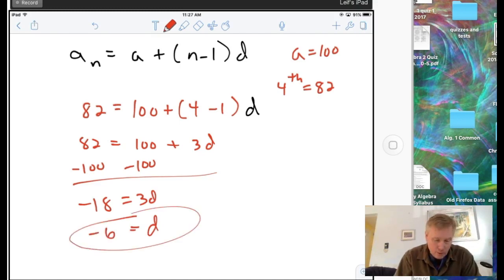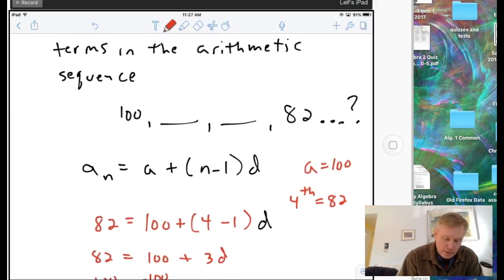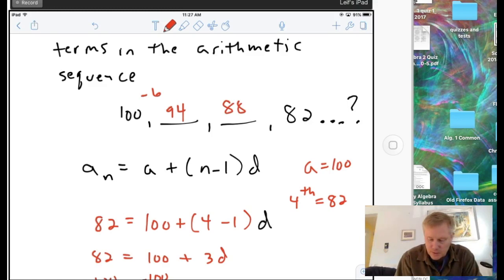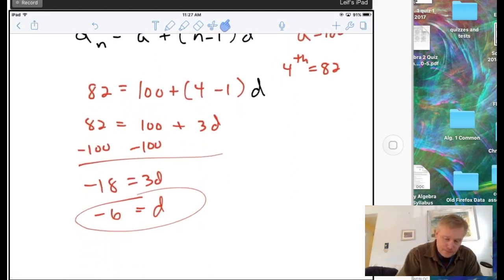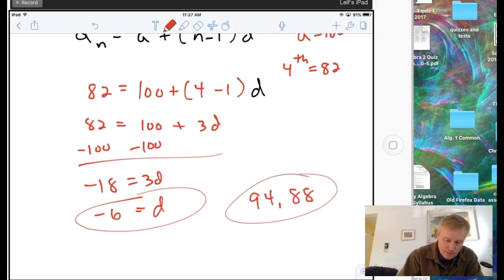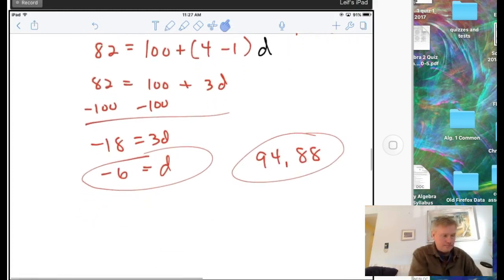Okay, which means if I go back to my sequence, 100 minus 6 is 94. And 94 minus 6 is 88. I should do it another round just to check it to see if I subtract 6 here, do I get 82? Yeah, okay. All right, so you're good. So those are actually the two answers, 94 and 88. And that's it.